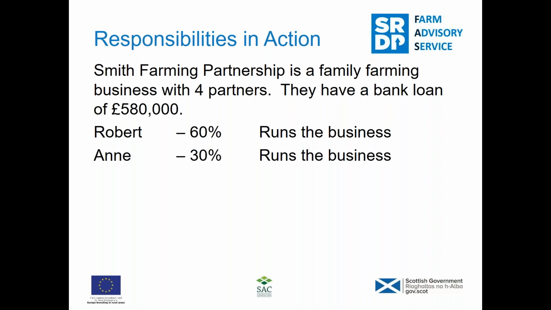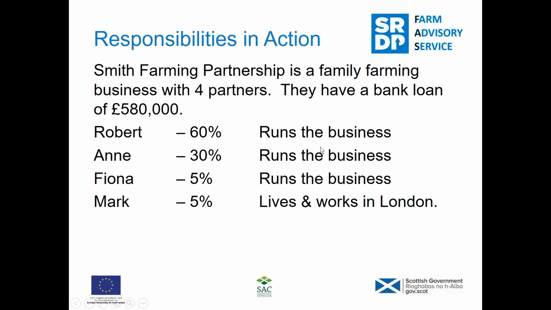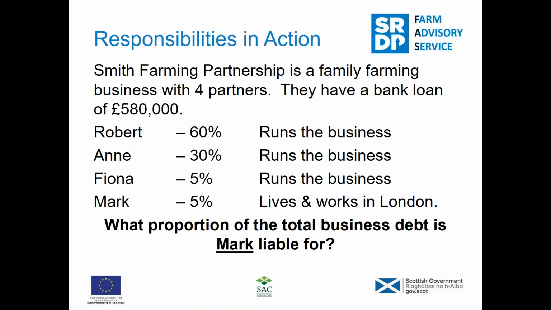Anne has a 30% share in the business. She runs the business as well, so she's heavily involved in the day-to-day. Fiona is their daughter. She has a 5% share and she is also involved in the day-to-day running of the business. And then finally, the last 5% is Mark's share. He's their son, but he has nothing to do with the business. He lives and works in London and has no involvement in the day-to-day. He signs the accounts once a year and that's it.